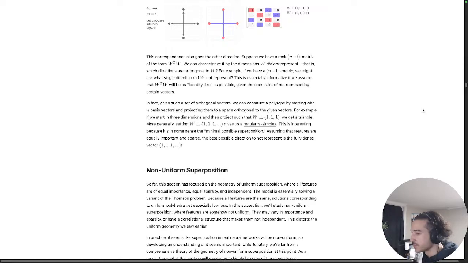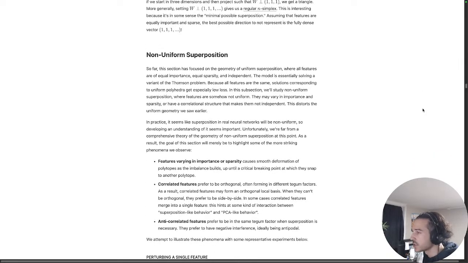Non-uniform superposition. So far, this section has focused on the geometry of uniform superposition, where all features are of equal importance, equal sparsity, and independent. The model is essentially solving a variant of the Thomson problem. Because all the features are the same, solutions corresponding to uniform polyhedra get especially low loss.